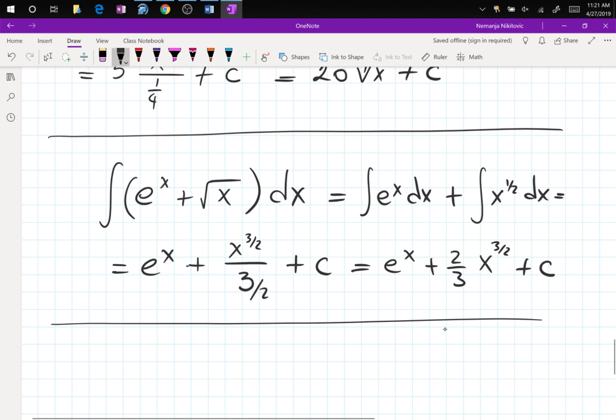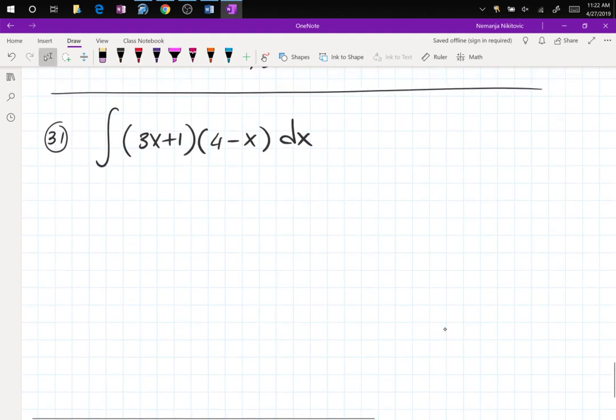So the example that they give, this is problem 31, they want you to integrate 3x plus 1 times 4 minus x dx. As I said, the only thing you guys can do is FOIL in this example.